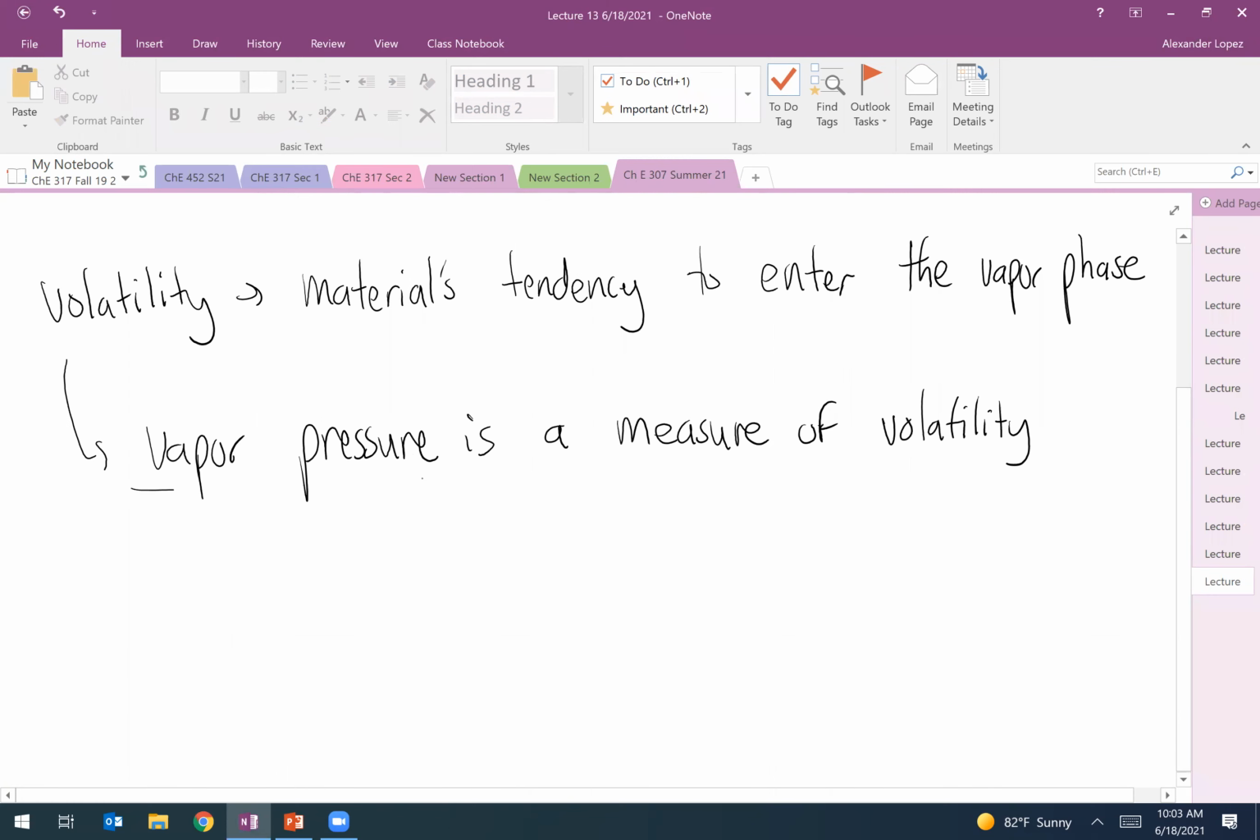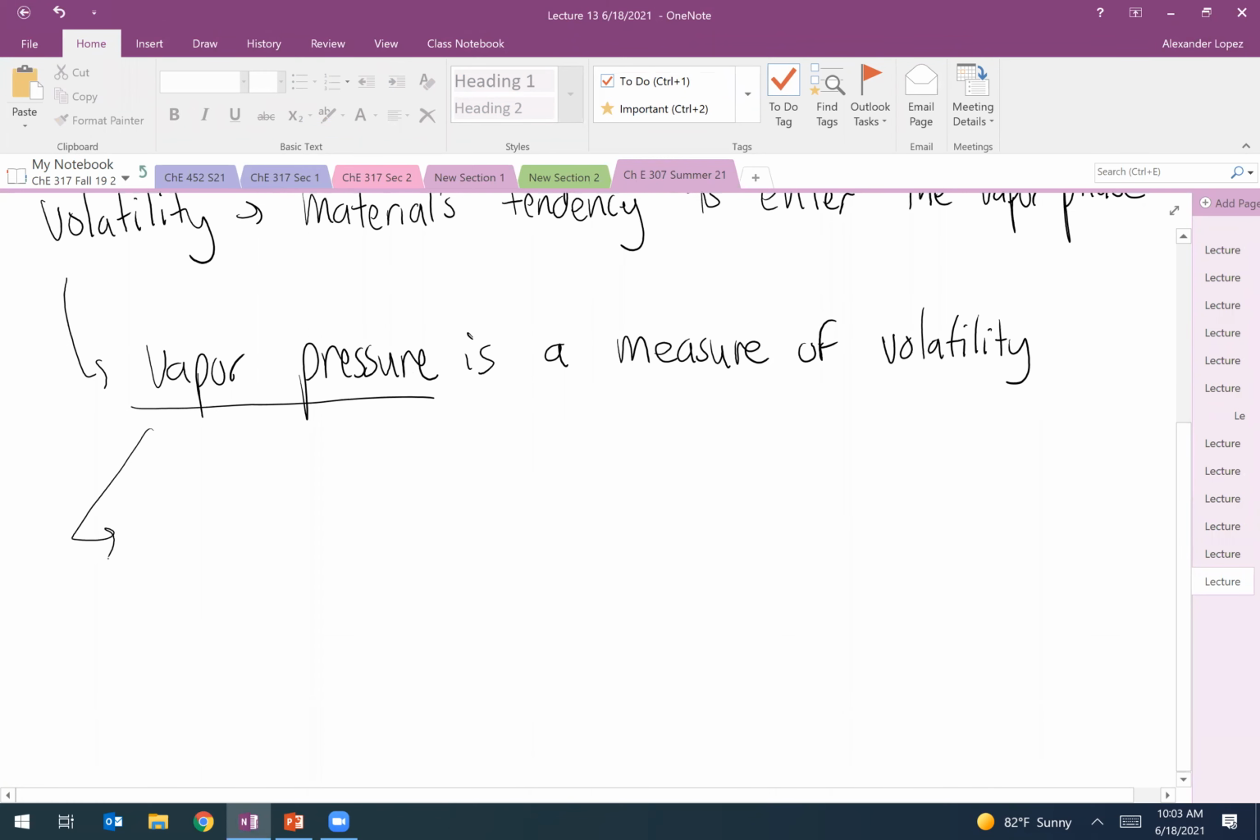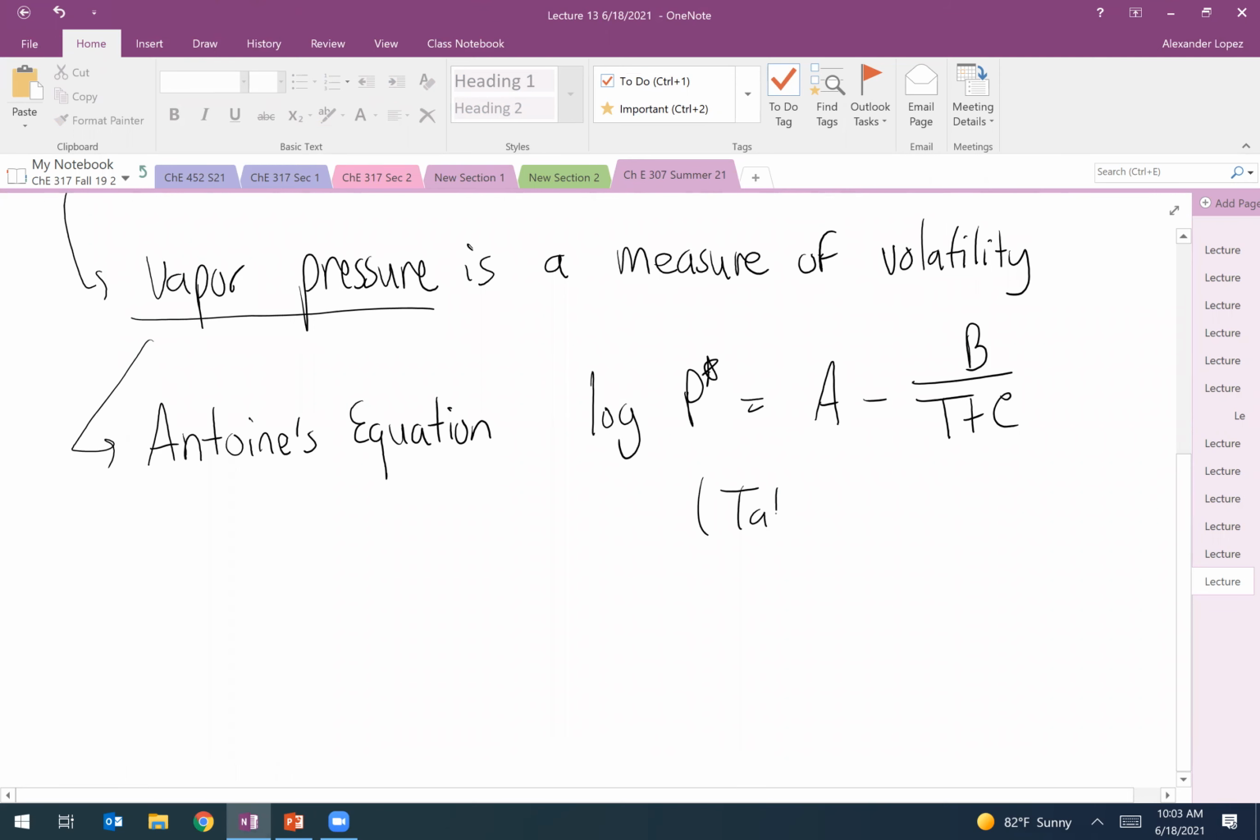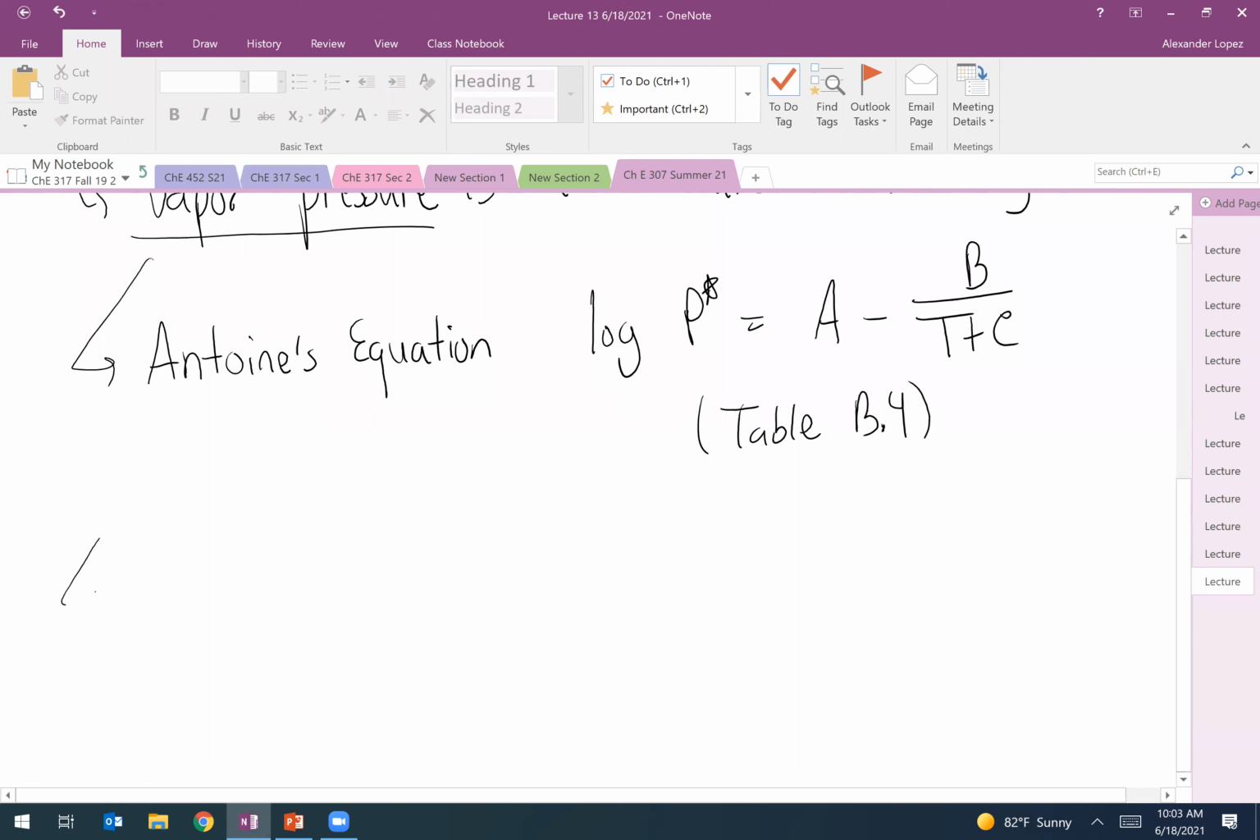And we can calculate vapor pressure one of a few ways, which I mentioned. Probably the most common is Antoine's equation: log P star equals A minus B over T plus C, where those values are empirical constants. In your book, I believe it's table B4 in appendix B. We can also use Cox charts if you're so inclined.